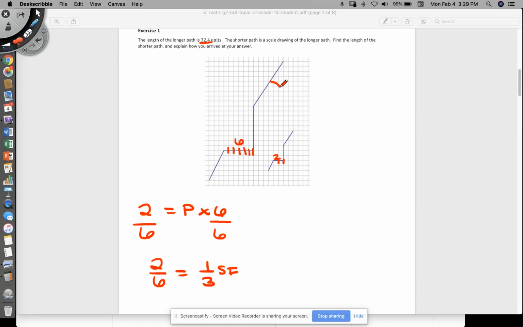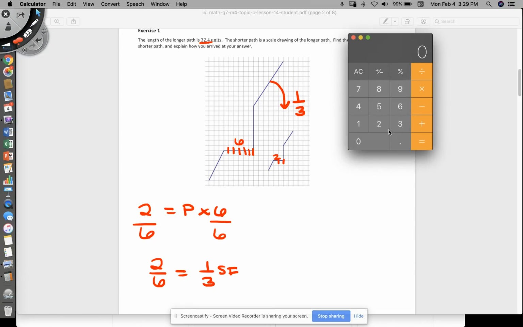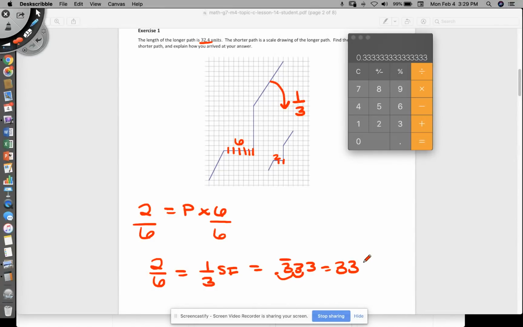I went from this image to this image, and I cut it by 1/3. But that's not my percent. My percent is when I divide those numbers. So I take my calculator, and I'm going to say 2 divided by 6 gives me 0.333 repeating. Move your decimal 2 places to the right, and I get 33 1/3%. So that's my percent, and this is my scale factor.